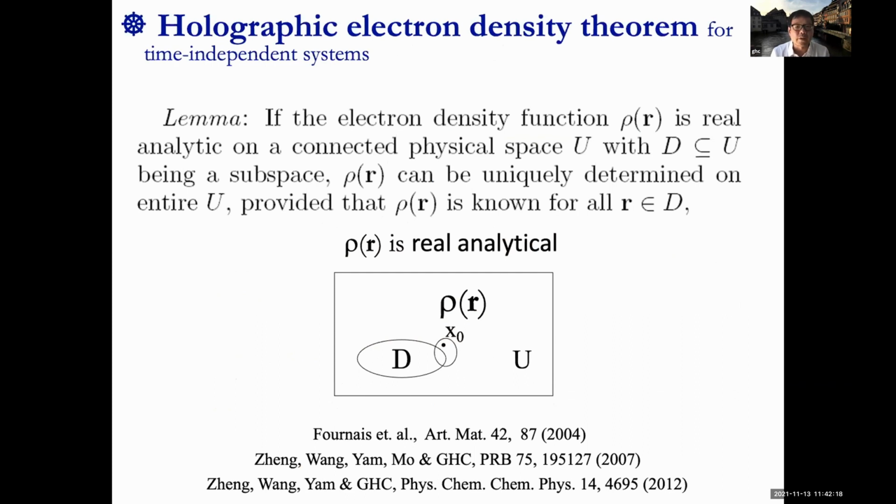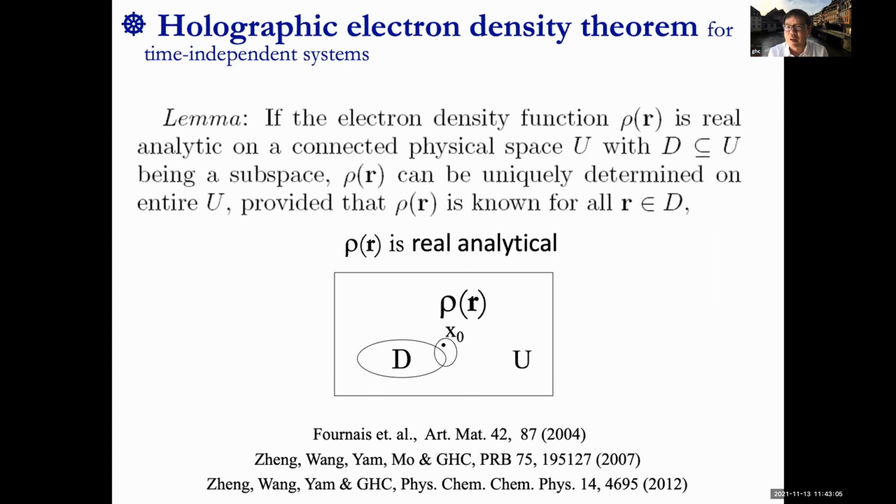It's the holographic electron density theorem. It says very nicely that for an entire molecule, if we solve the Schrödinger equation, let's say, for example, for the ground state, it turns out the ground state electron density function is a very nice mathematical function. It's a real analytical function. Real analytical function means that if you know the electron density in a small region, you can do analytical continuation to know the electron density far away.